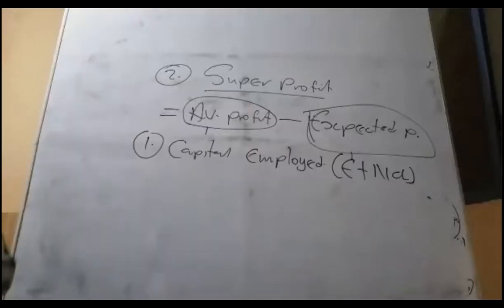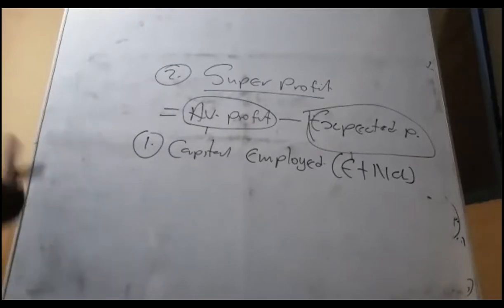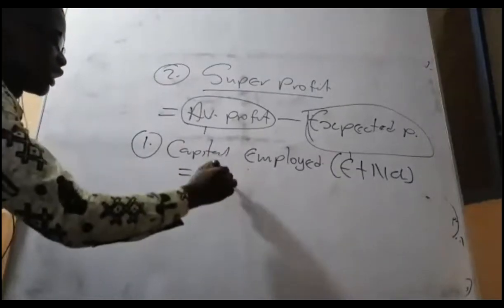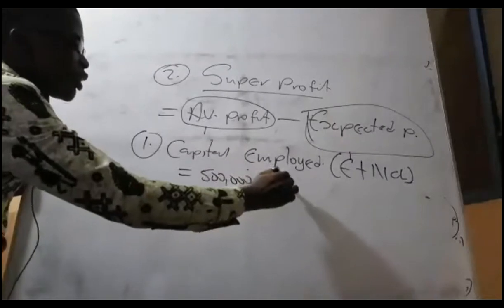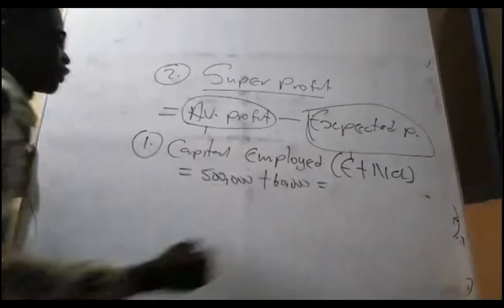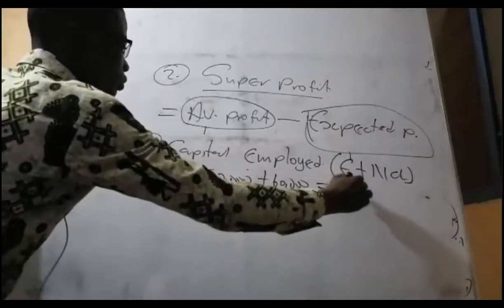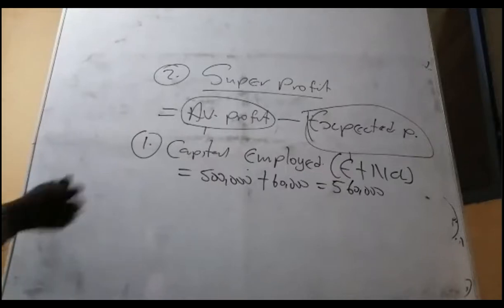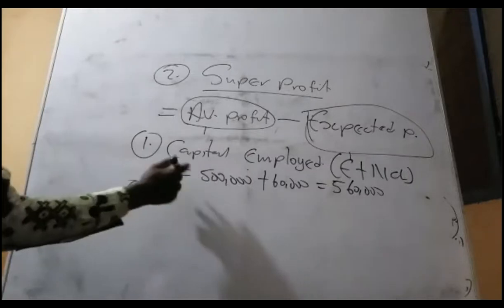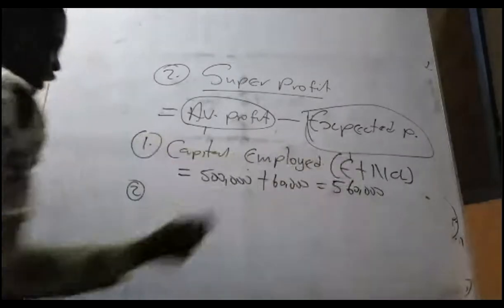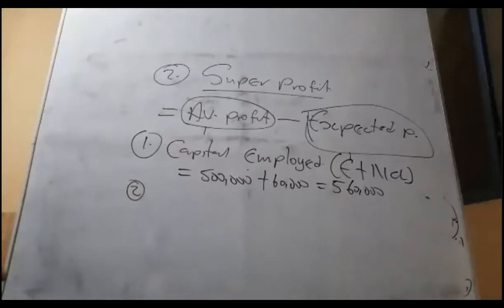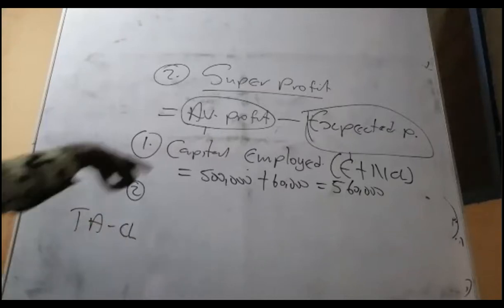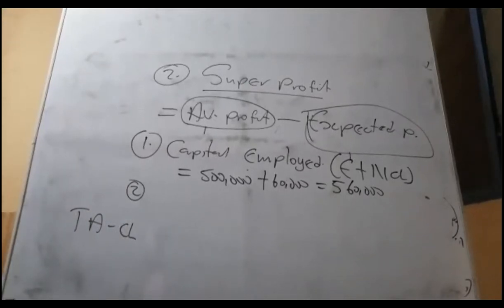So 560, perfect. Therefore, it is equal to 500 plus 60,000, but I nearly forgot the zero. So that will give us 560,000. That is the capital employed. Step two: the capital employed is also equity plus non-current liability, or total asset minus current liability. Let's see if it's true. It must give you the same answer.